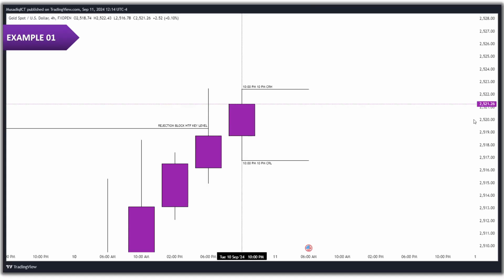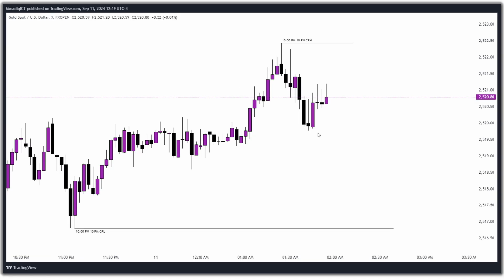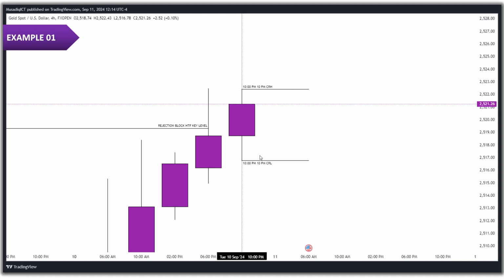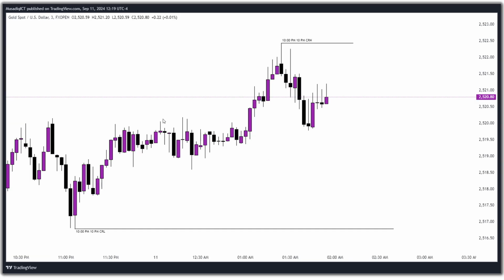So now, chart example number 1. There was a high time frame key level. We're always looking for a high time frame key level. There was the rejection block on the high time frame, and we have this 10 p.m. candle range low and high marked. We'll be waiting for either the high to be swept or the low to be swept, then we'll look for reversals. This was the forward chart, and then we'll go to lower time frames like 3 minute, or you can go for 5 minutes, and it should be in kill zone windows.